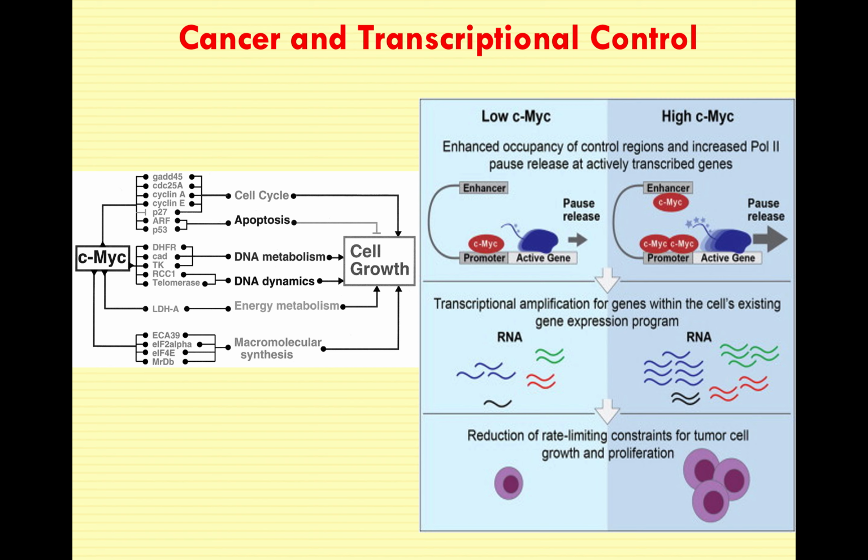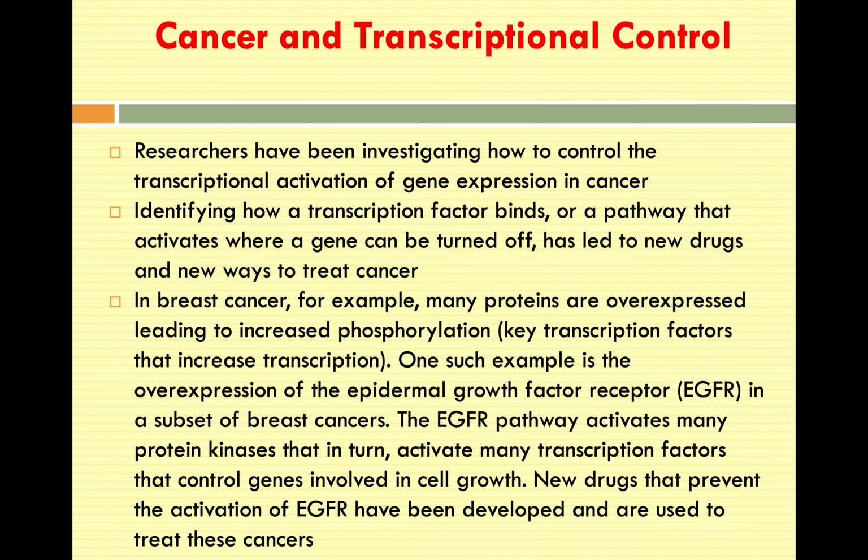But for those with high c-MYC, tumor cells will grow uncontrollably and proliferate, which could lead to cancer. So researchers have been investigating how to control the transcription activation of gene expression in cancer. This could be done by identifying how a transcription factor binds, or finding a pathway that activates where a gene could be turned off, which could lead to new drugs or new ways to treat cancer. That's what they desire it to be.